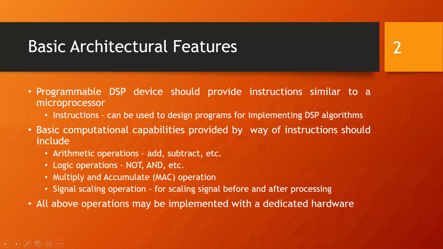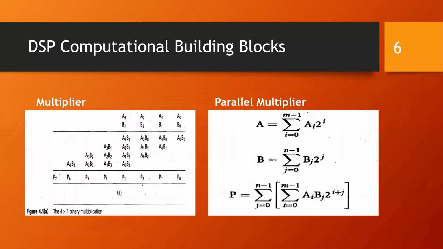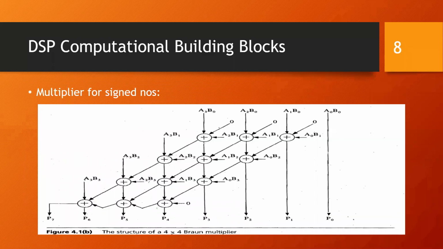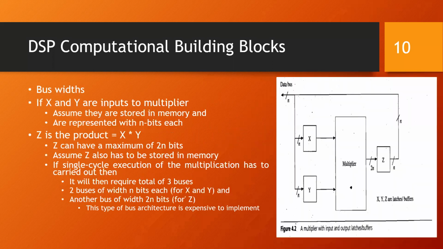So, in previous sections, we discussed a few architectural features, then a few computational building blocks, in which we discussed the multiplier and specifically the Braun multiplier. Then we came up with a few concepts related to building blocks, that is, how speed is necessary for DSP implementations, how we should take care of those things. Then what should be the bus widths available when you're implementing DSP computational aspects.